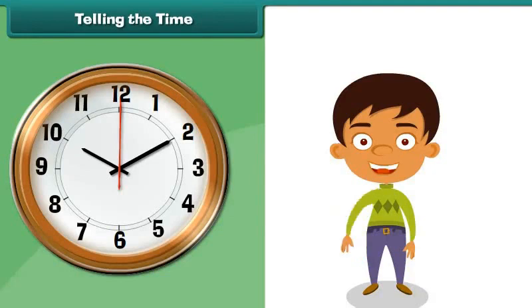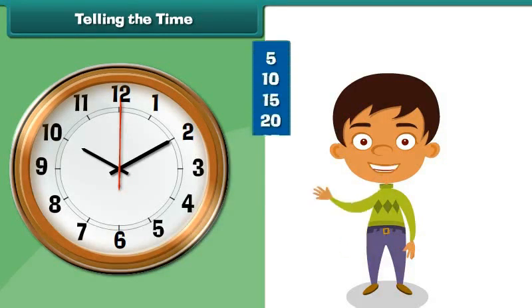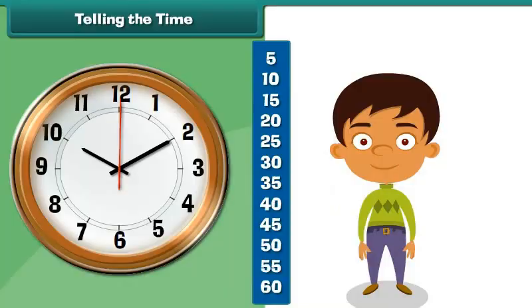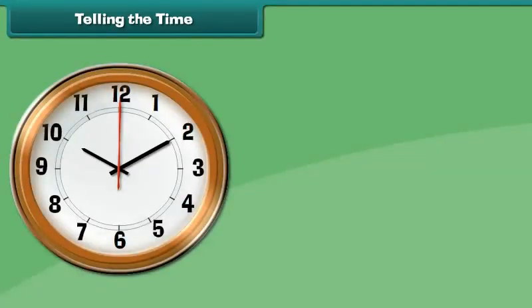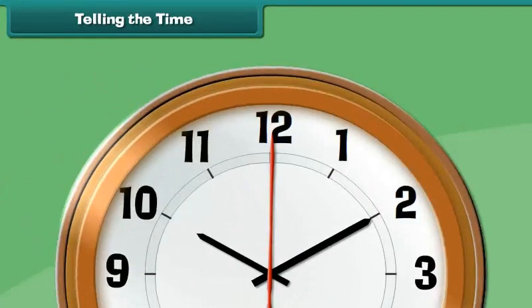Let us now learn to read time. Do you all know the table of 5? Let's revise it. Table of 5 is displayed on screen. You can read the time easily if you know the table of number 5. The minute and hour hand are read differently.